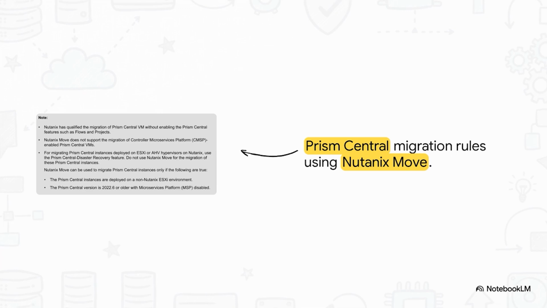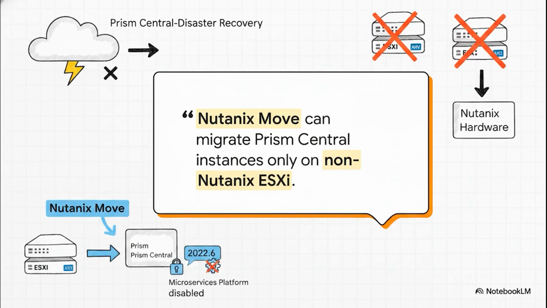Nutanix Move absolutely does not support the migration of Controller Microservices Platform, or CMSP-enabled Prism Central VMs. In fact, if your Prism Central instance is deployed on an ESXi or AHV hypervisor that is already running on Nutanix hardware, you can't use Nutanix Move at all. You actually have to use the Prism Central Disaster Recovery feature instead.